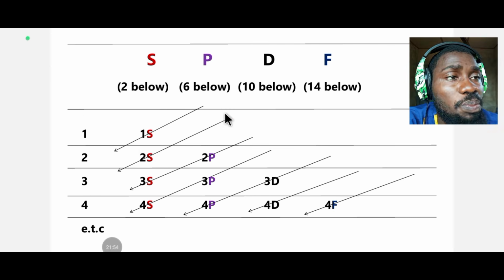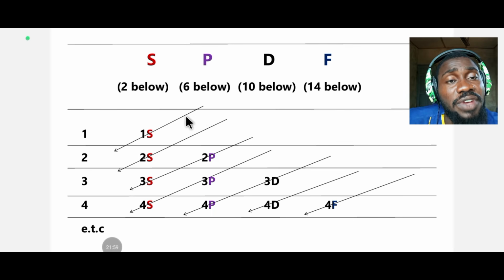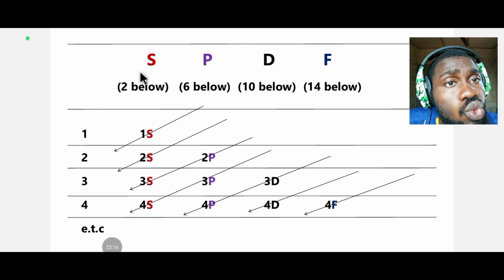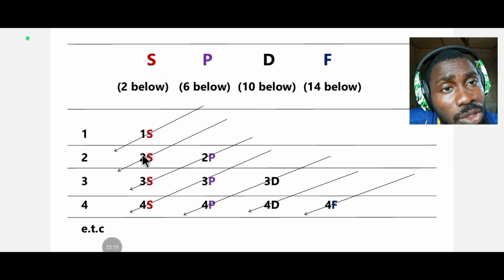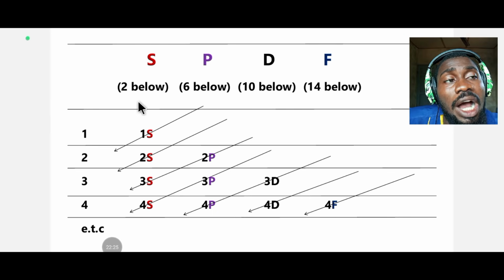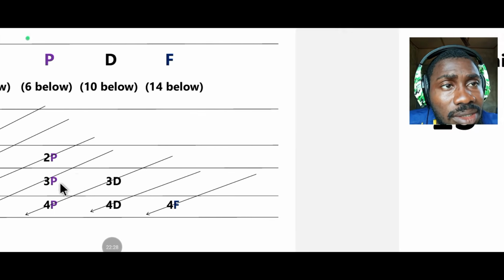We are going to pick the next from the next oblique line. The first oblique line has been exhausted. We only have 1s there. So we are moving over to the second oblique line, which is this. We only have 2s there, and it's still in the s orbital. And remember, the s orbital can accommodate how many electrons? 2 electrons and below. So we are going to pick 2s, and what are we going to put as an exponent? 2, because it can accommodate only 2. Let's look at it. Can you see?